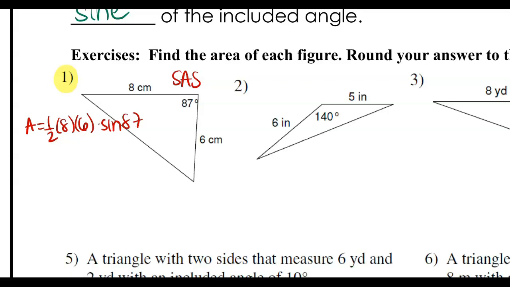Technically, if you wanted to, you could go ahead and try to simplify this, which isn't bad. I mean, 8 divided by 2 is going to give me 4. So technically, you'd have 4 times 6 times sine of 87. But keep in mind, your calculator is going to do all that work for you.